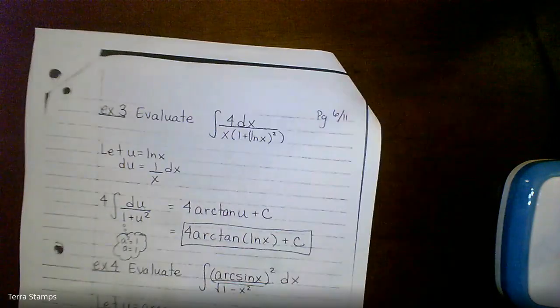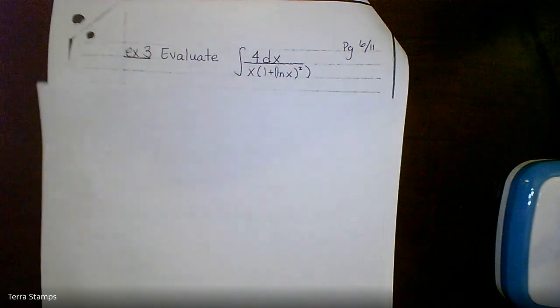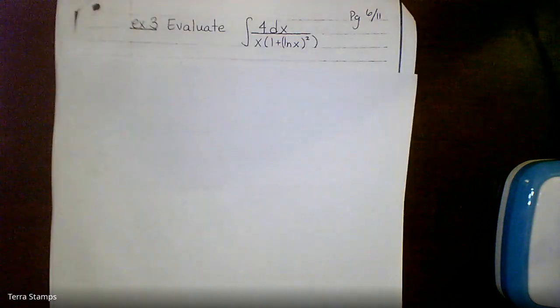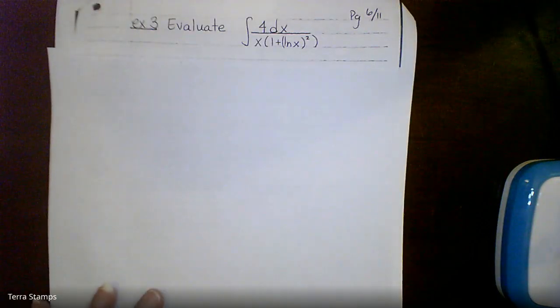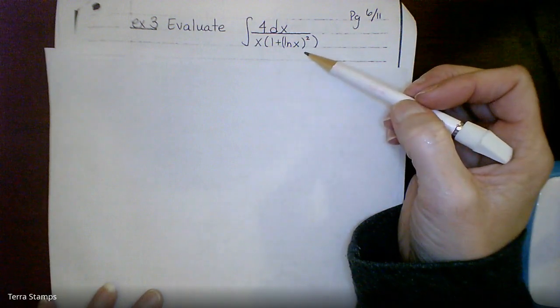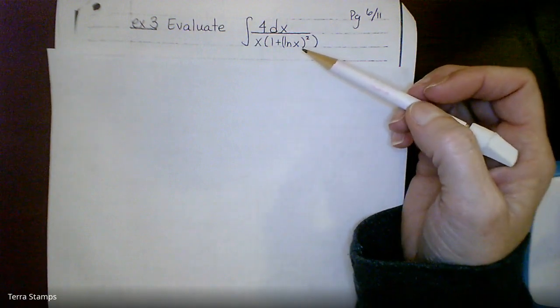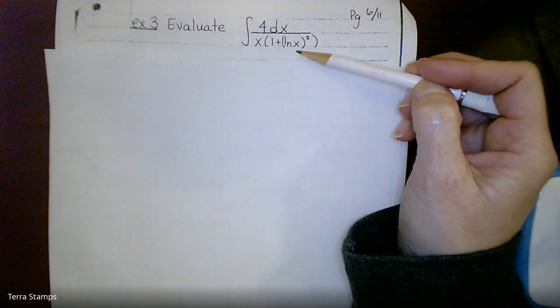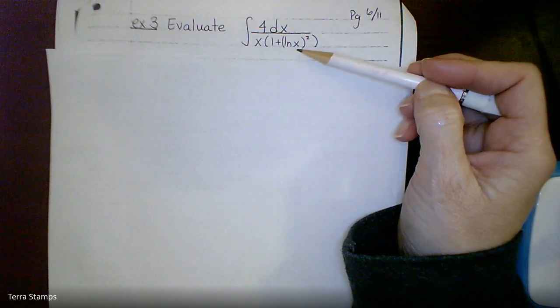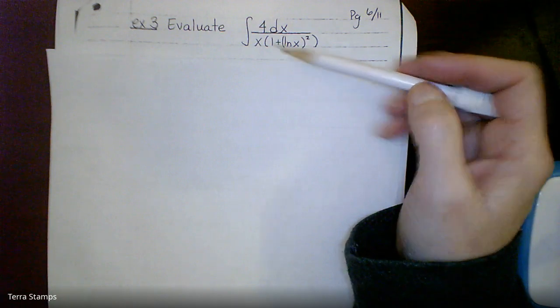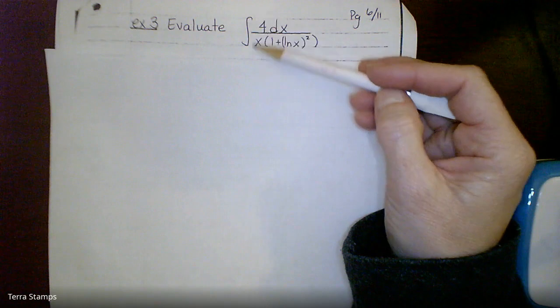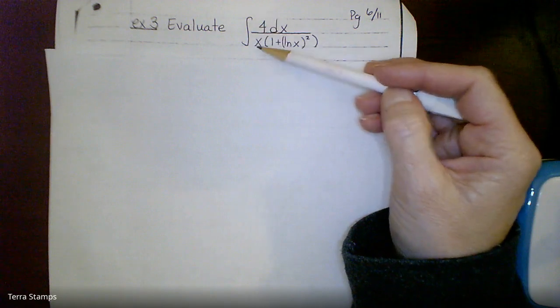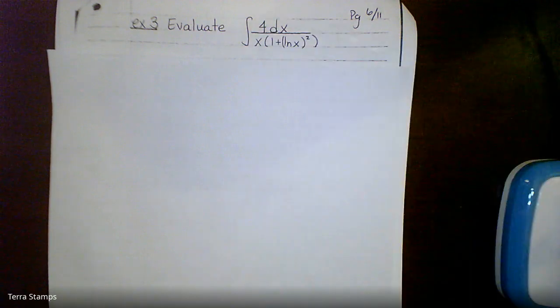That was example 2. Look at example 3. So we've got a natural log in here. I'm looking at that natural log and I'm thinking, if I let u be that, my derivative is going to be a 1 over x. So maybe that x right here, you think of that as 1 over x. That's actually kind of nice.